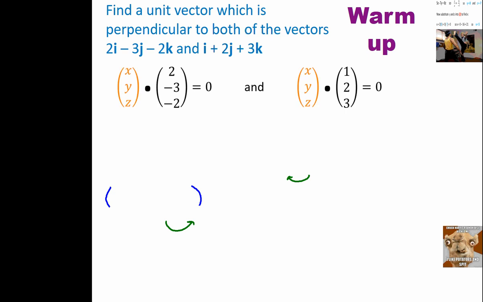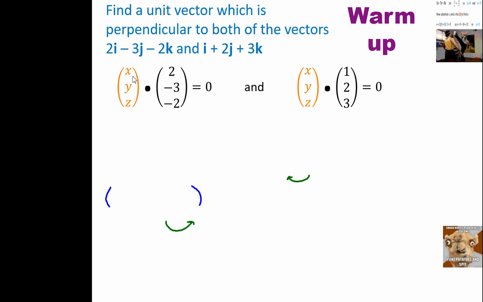Well, okay, so I basically wrote them as, first of all, column vectors. So 2, -3, -2, and also 1, 2, and 3, write them as column vectors. And for them to be perpendicular, so a unit vector, it's got to be perpendicular to this one, and it's also got to be perpendicular to this one. So the unit vector is perpendicular to both that one and that one.